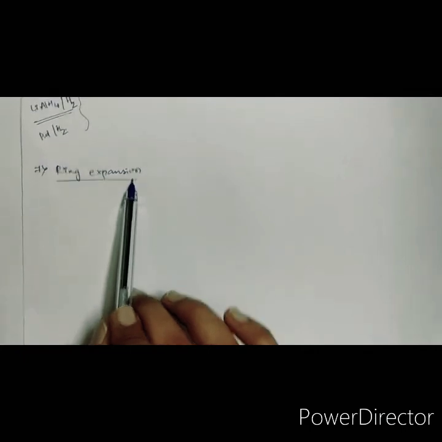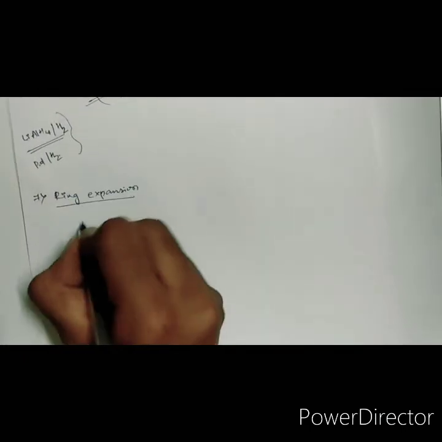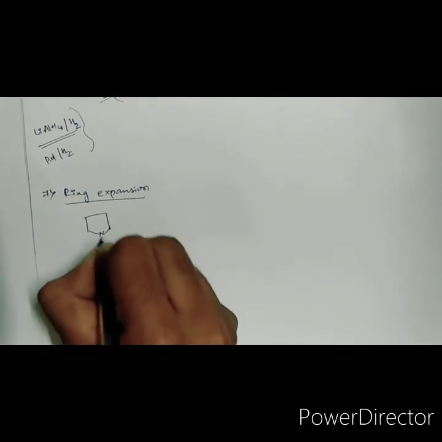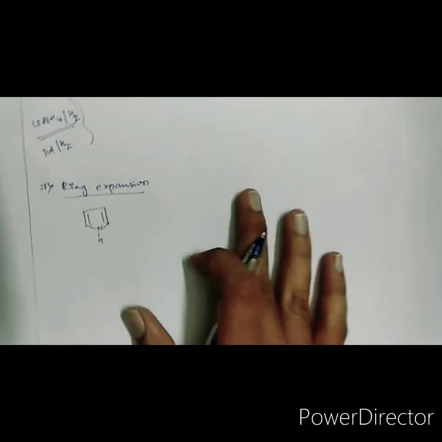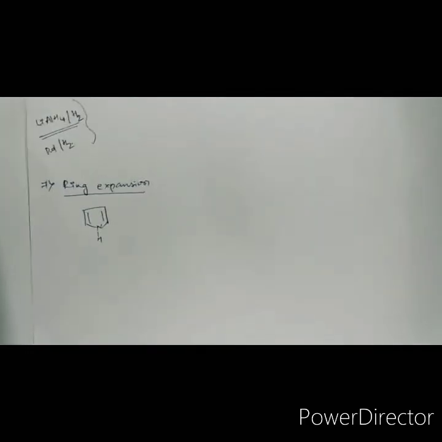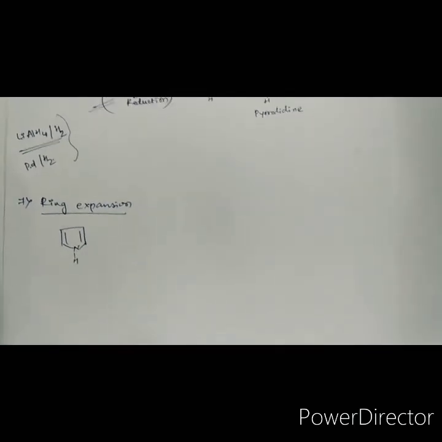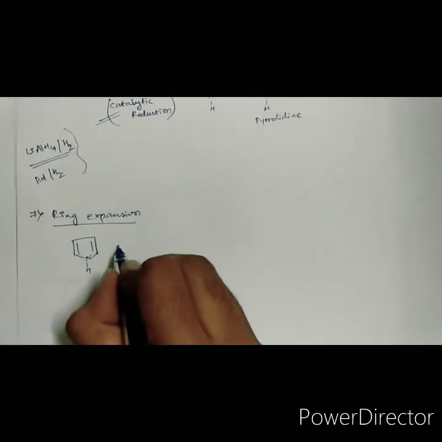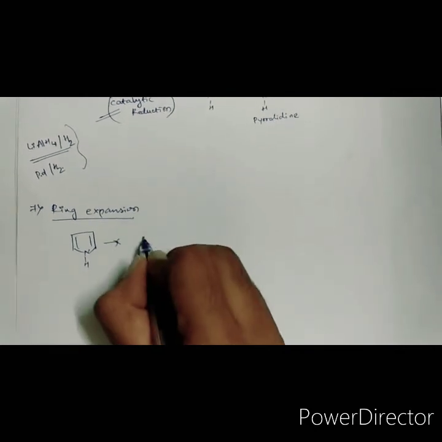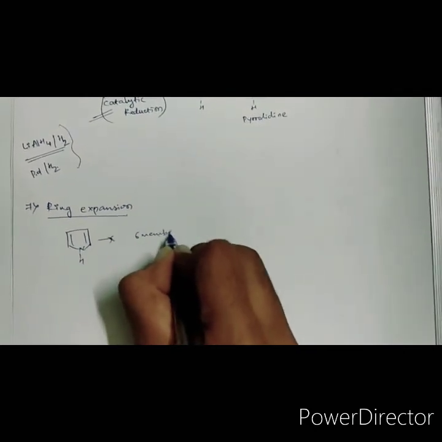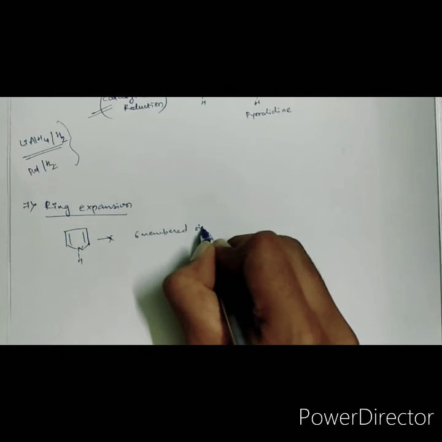The next chemical reaction of pyrrole is ring expansion. As we know, pyrrole is 5-membered. So we have to use certain chemical reagents that expand the 5-membered ring and convert it into a 6-membered ring. This conversion of a 5-membered ring to a 6-membered ring is known as ring expansion.